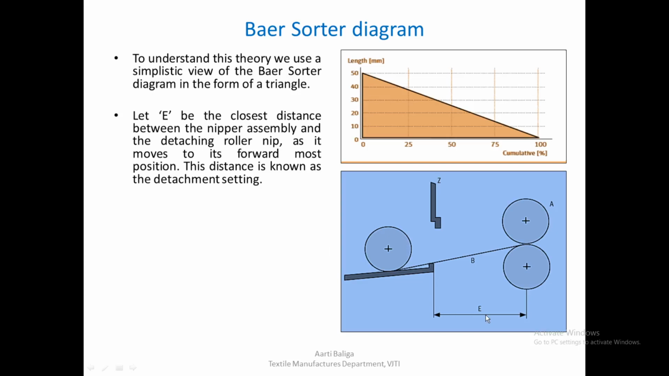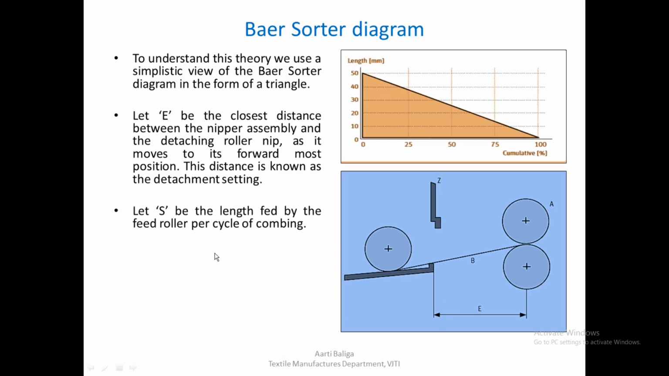In the form of a diagram, we could represent it like this. The material is moving from left to right. A here is the detaching rollers that are shown, and Z is the top nipper and the bottom nipper, which is shown here. Imagine that this particular nipper assembly has come closest to the detaching roller. Now it is in the forwardmost position, and the distance between the nipper grip and the detaching roller nip would be E, which is shown here.